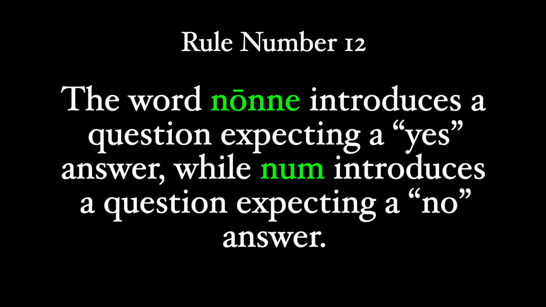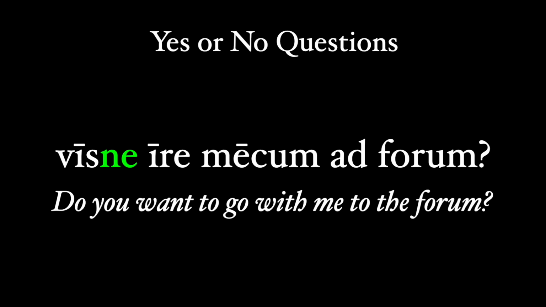Rule number 12. The word nonne introduces a question expecting a yes answer, while num introduces a question expecting a no answer. In the last video, we covered how the enclitic ne is attached to the first word of the sentence, or really the word of emphasis, to create a yes or no question.